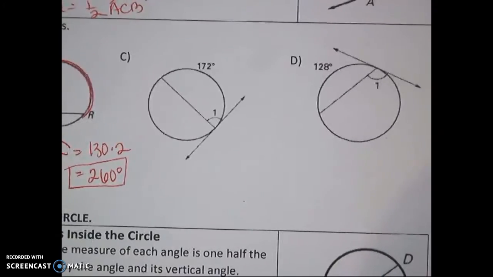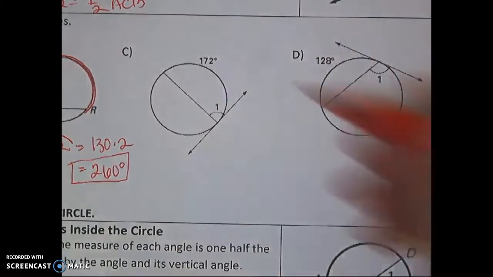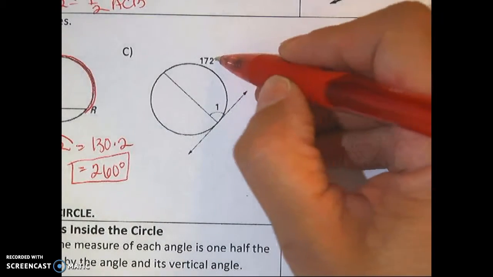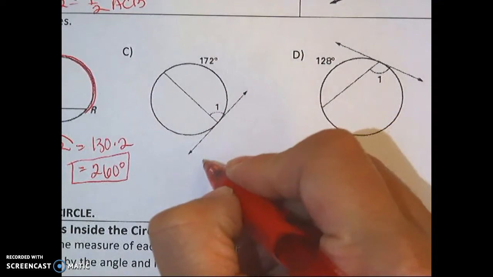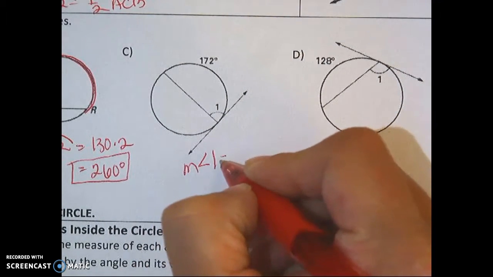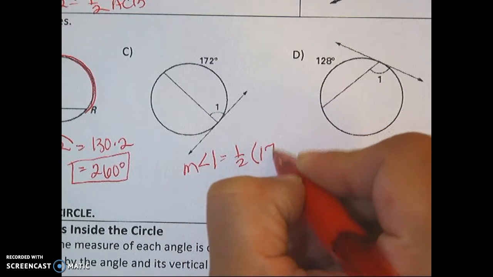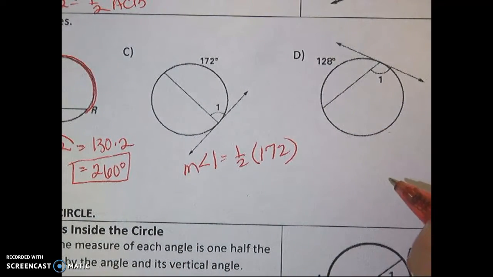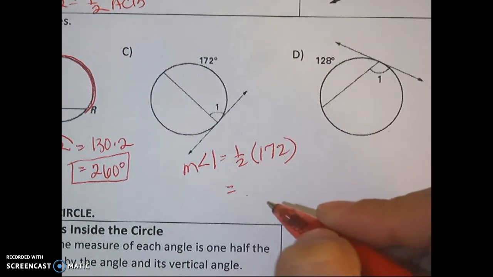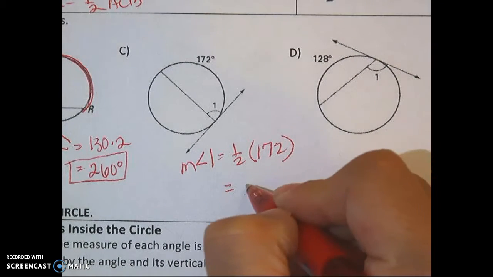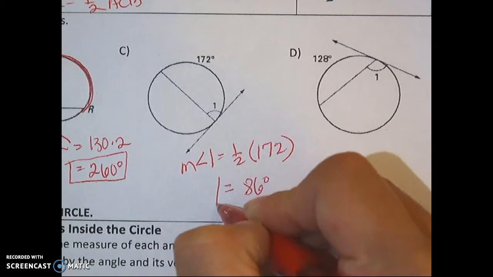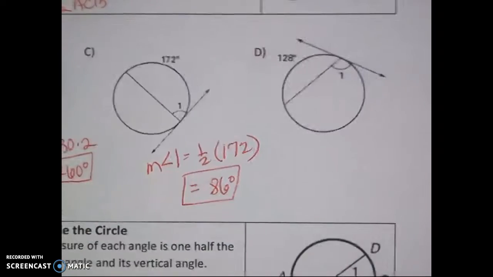Look at part C. On this one, I'm looking for angle 1, which I have the arc. So I'm going to take angle 1 and say that it is 1/2 that arc measure, which is 1/2 of 172 degrees. You take your calculator and divide it, you get 86 degrees.